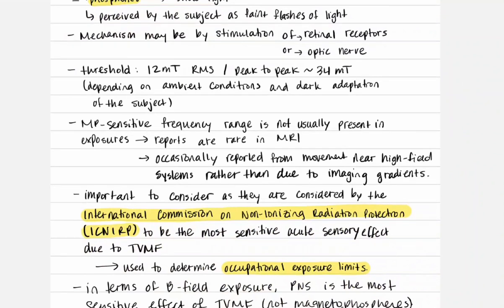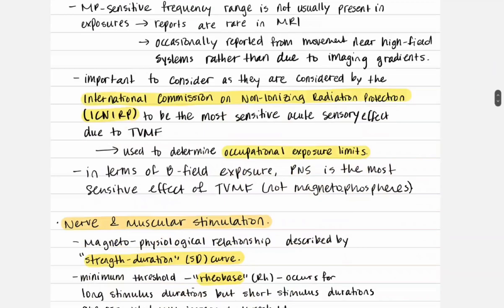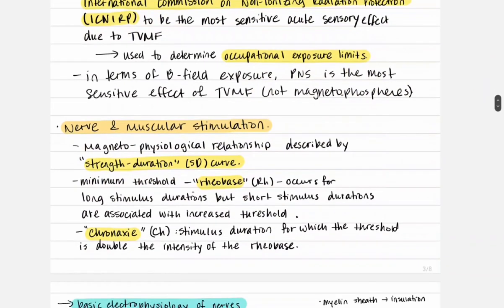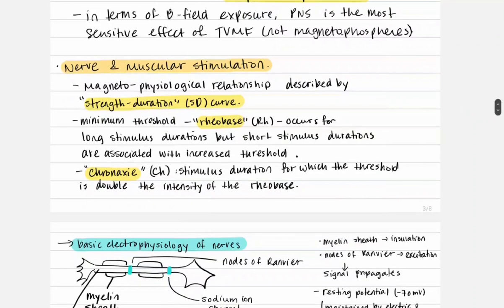The magnetophosphene-sensitive frequency range is not usually present in exposures, so this is not something that is frequently seen in MRI at all, but it is occasionally reported from movement near the high field systems rather than from the imaging gradient time-varying magnetic field. It's important to consider, though, as magnetophosphenes are considered by the International Commission on Non-Ionizing Radiation Protection, ICNIRP, to be the most sensitive acute sensory effect due to TVMF, so it is something that is considered when determining occupational exposure limits.